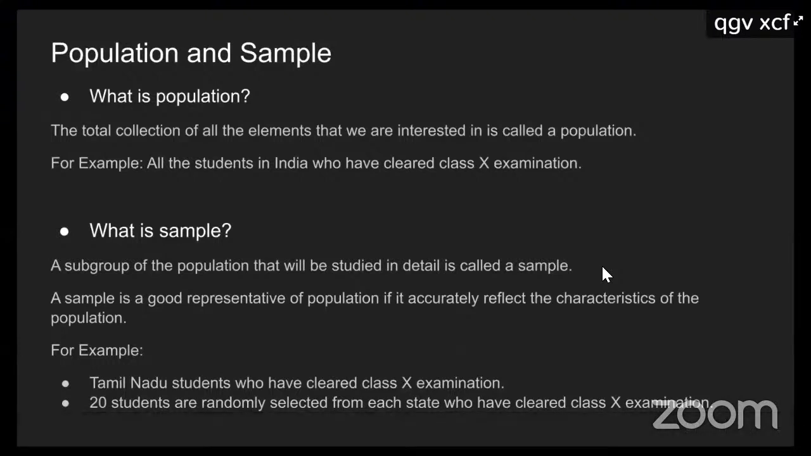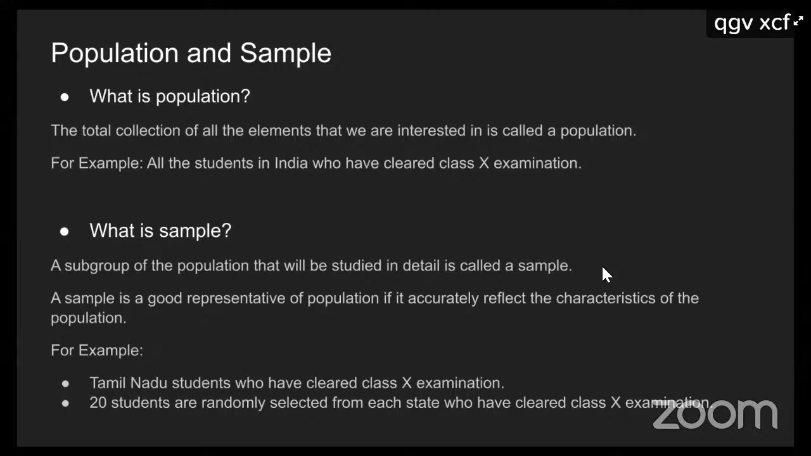So, for example, suppose I'm saying all the students in India who have cleared the class 10th examination. Then I have to consider all the students throughout India, so those students will be our population. Population is nothing but the total collection of all the elements that we are interested in. And what is a sample? A sample is a subset of that population.